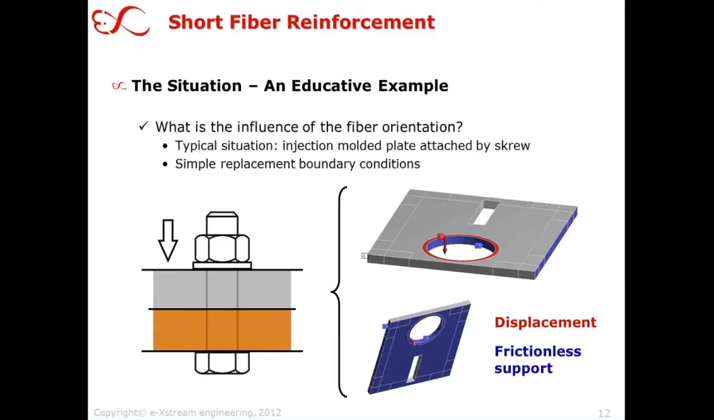So just imagine you would injection mold a plate, you leave a hole, and this hole you use to just screw the plate to some underlying second plate. So basically you just fix your part to the environment where it should perform, and this was some injection molded part. To reduce complexity a little bit, we used some simple replacement boundary conditions to describe all that. So basically what we have around the hole is some displacement which we apply, and then the plate is fixed by some frictionless support boundary.